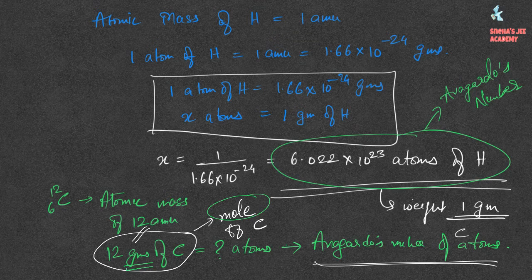So let me repeat, if the atomic mass of carbon is 12 AMU, then 1 mole of carbon will weigh 12 grams. Okay, very simple. Let me again repeat. If the atomic mass of carbon is 12 AMU, then 1 mole of carbon will contain Avogadro's number of atoms, that is equal to 6.022 times 10 raised to 23 atoms, and that amount of material, that is 1 mole, will also weigh 12 grams.